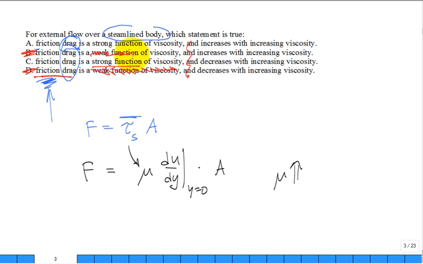Then we look at the second part of the question. Increases with increasing viscosity. So if the viscosity goes up, what does the friction drag do? Goes up. So that's okay. And then right over here, decreases with increasing viscosity. No, that's no good. Best answer, A.